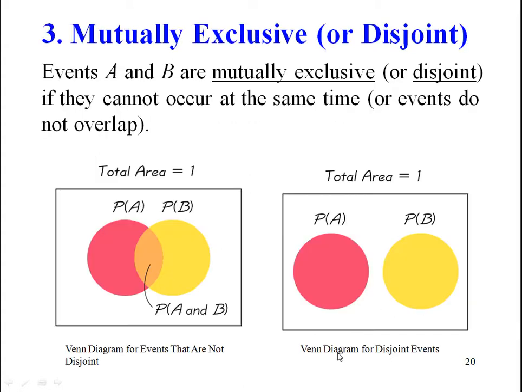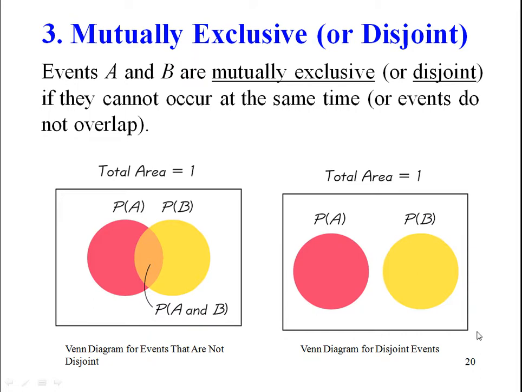Okay. So mutually exclusive, or disjoint, means that the events cannot occur at the same time. So mutually exclusive or disjoint looks like this. In general, we have overlap, and that would be not mutually exclusive. And you can kind of see the A and B here. If that's A and this is B, then the intersection right here is A and B. So mutually exclusive or disjoint is where there's no overlap.